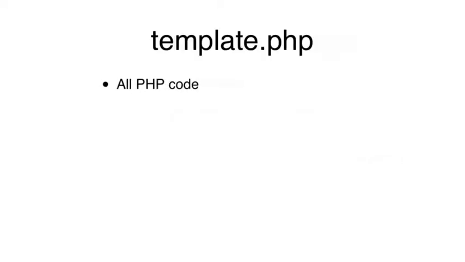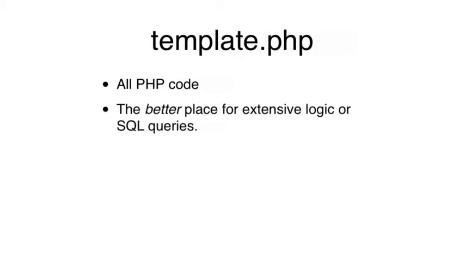So template.php, it's all PHP code. There is no HTML. It's the exact opposite of a tpl.php. It's the place where you put extensive logic and even sometimes write SQL queries. By separating out all of this PHP functionality into a unique file, you're now keeping your node TPL and your page TPL files very, very clean. It actually makes it easier for a designer to come in and change the markup and work with the CSS that's associated with that.